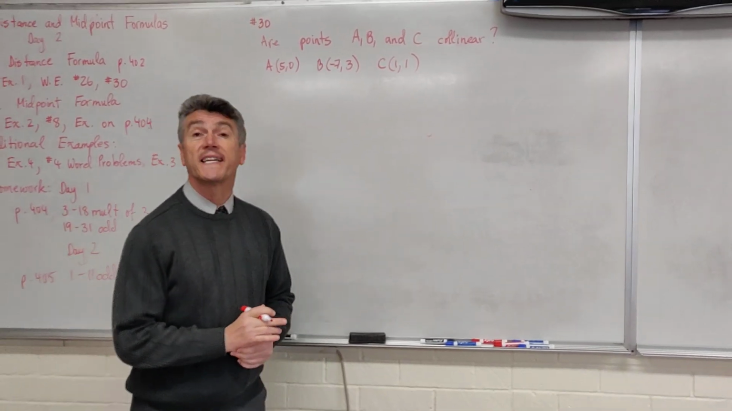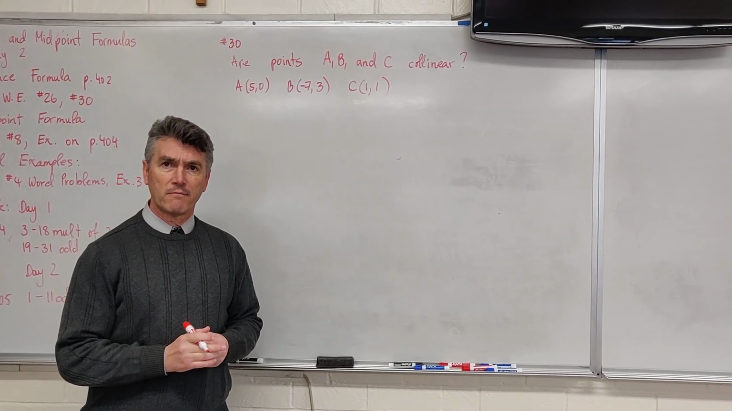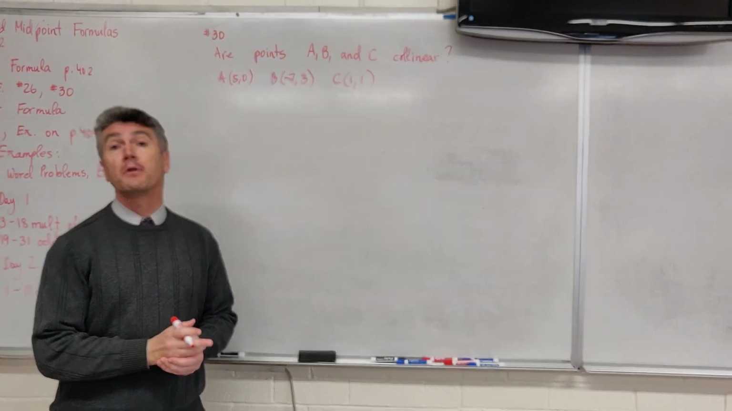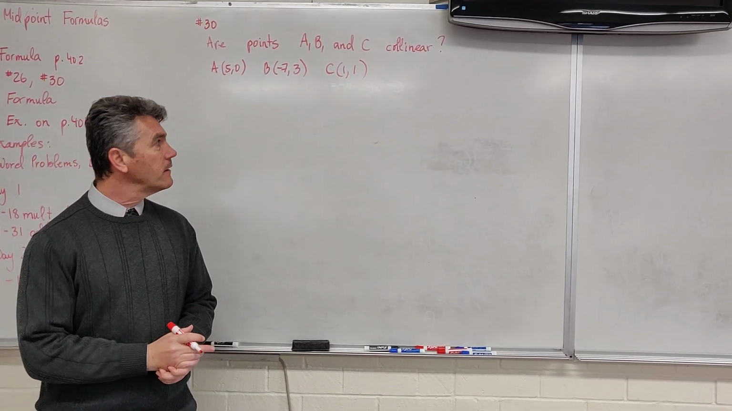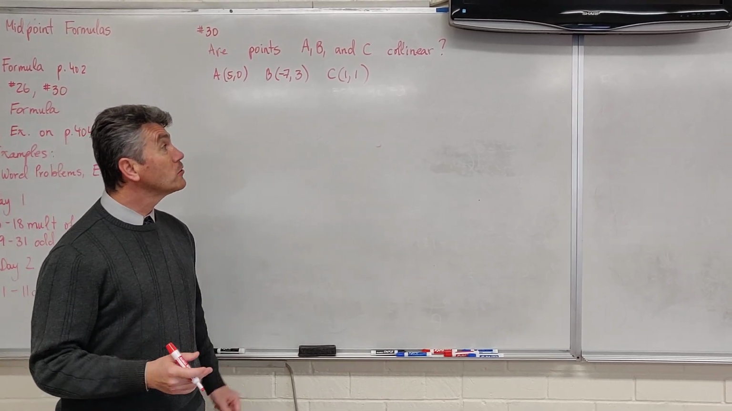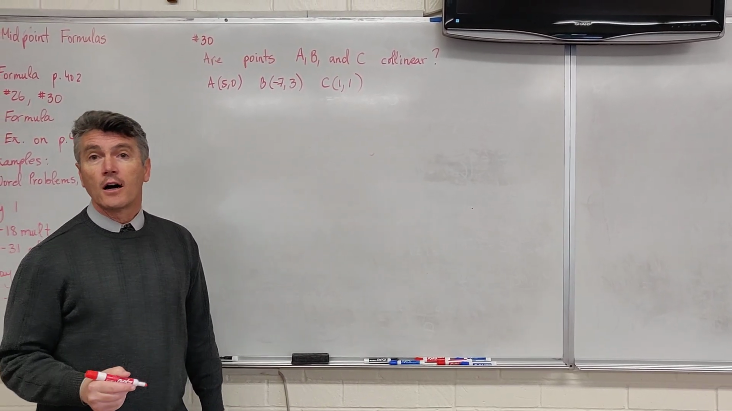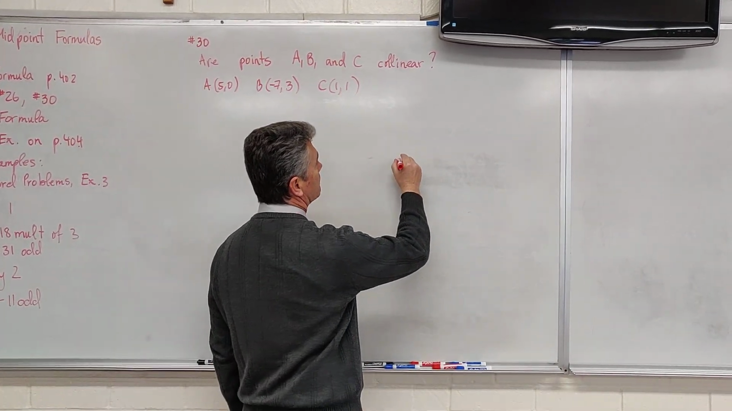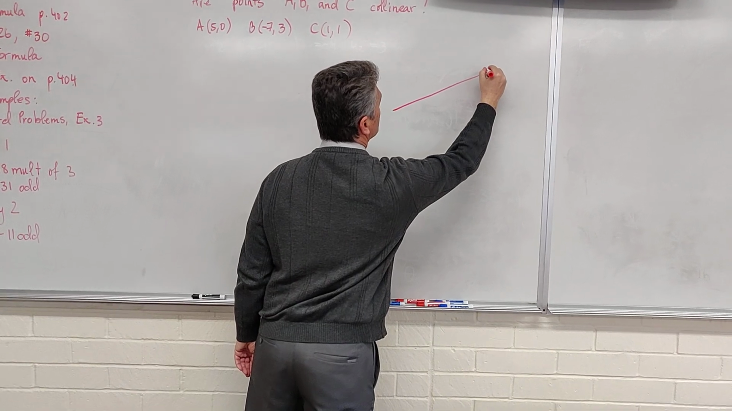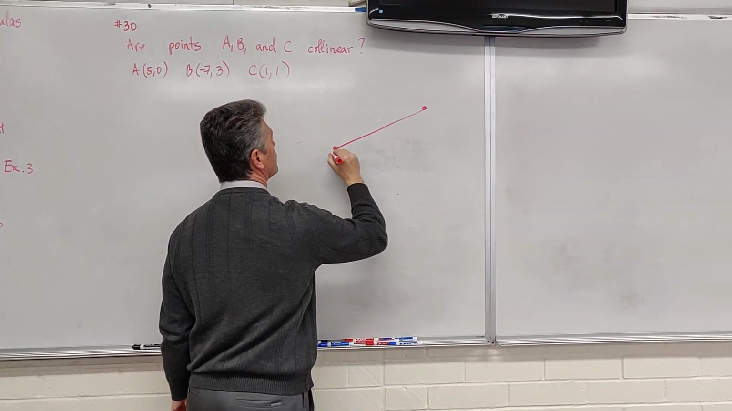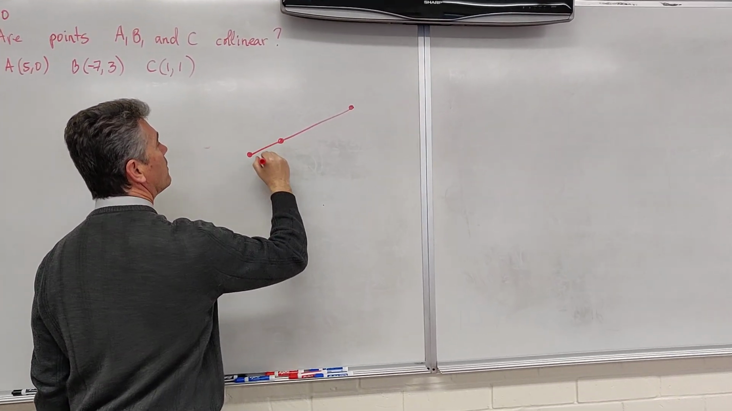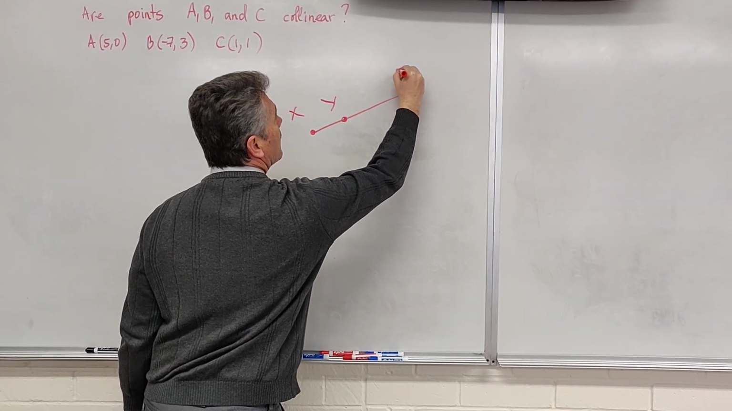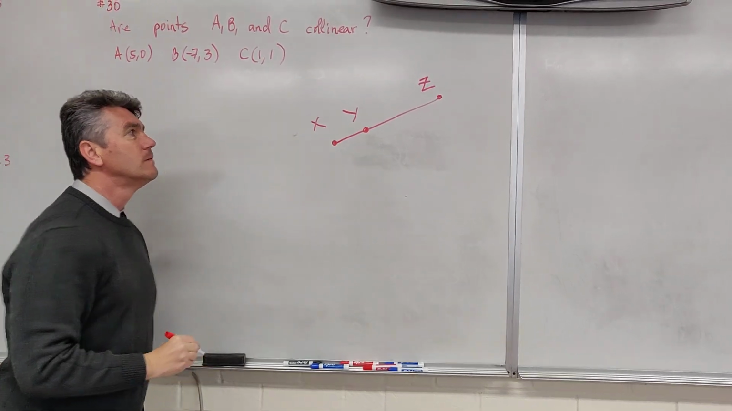Well, now look at some applications of the distance formula. The first thing that we're going to do is, using the distance formula, we're going to establish whether 3 points are collinear or not. Before establishing that, we're going to go back to a geometry postulate. We're going to draw a segment and put 3 points on the segment. We'll call them X, Y, and Z.